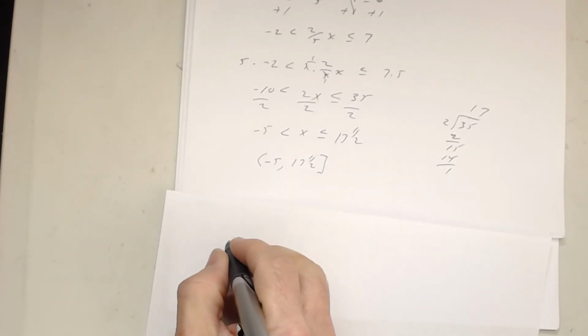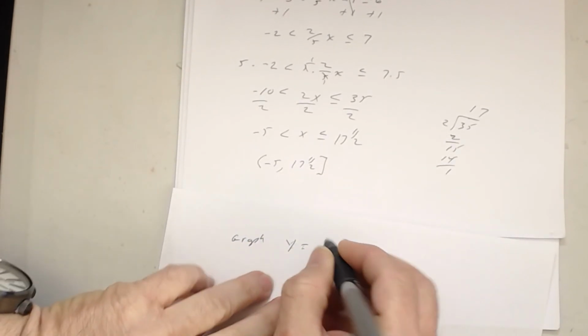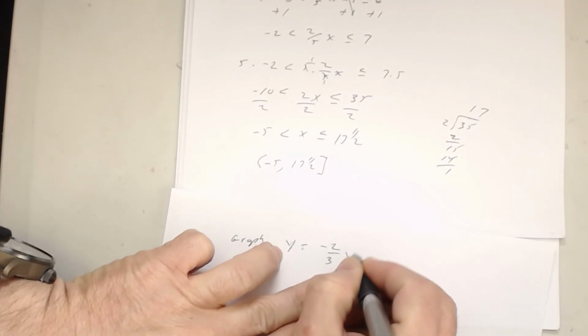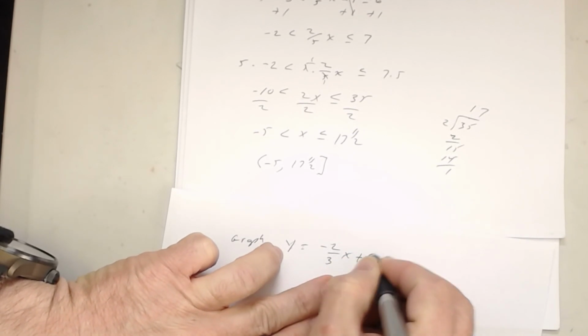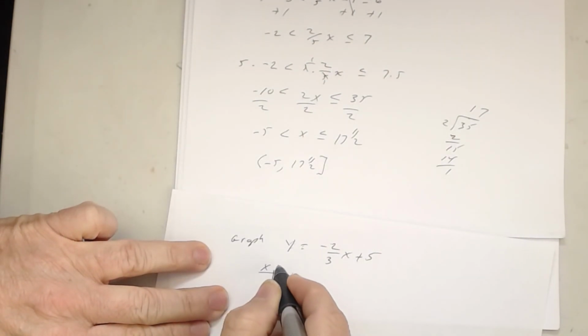Okay, so then we start talking about graphing. And so if I asked you to graph y equals negative 2/3 x plus 5, let's say, using a t-table. Now, remember, this is a linear equation in how many variables? 2. How many solutions does this linear equation in 2 variables have? An infinite number.